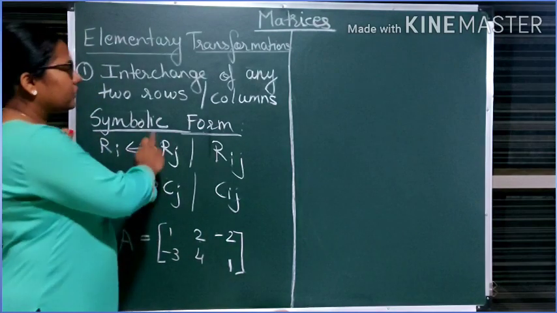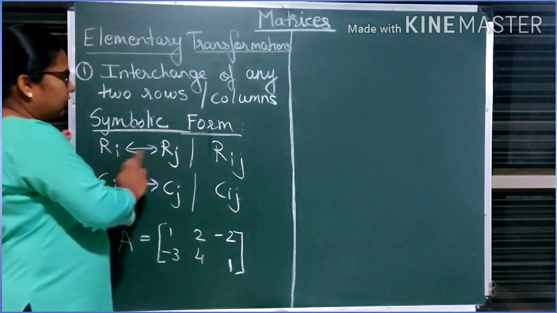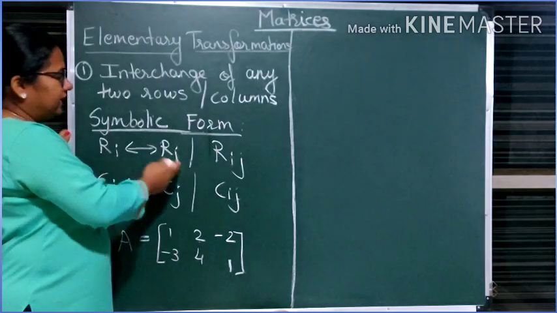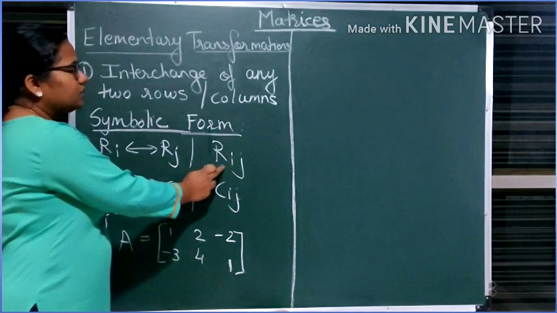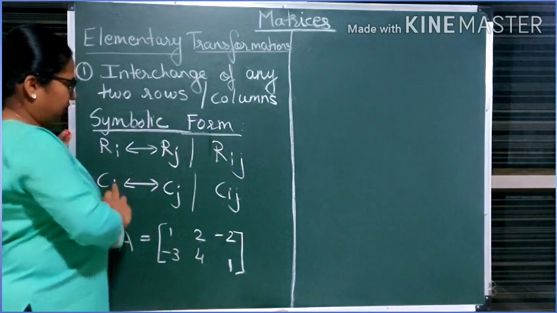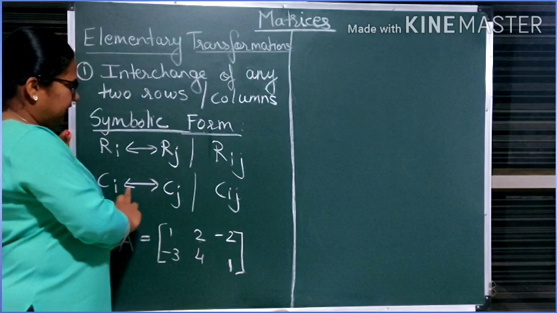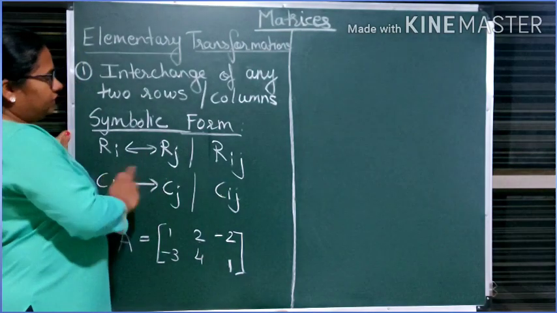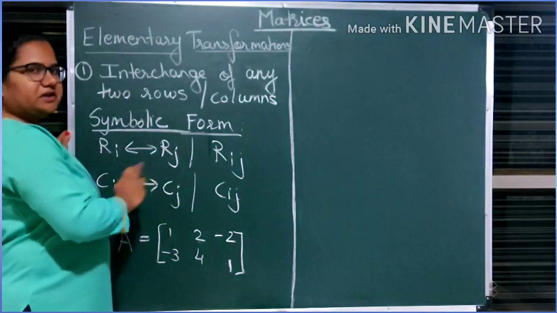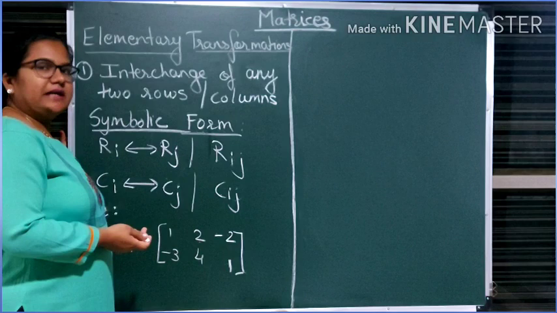So what is the symbolic form for it? Ri double arrow Rj. That is, the ith row and jth row will get interchanged. The elements of these two rows will get interchanged. If you want to do the operation on columns, the symbolic form will be Ci double arrow Cj. Any ith and jth column you can interchange. The corresponding elements of any two rows or any two columns will get interchanged.